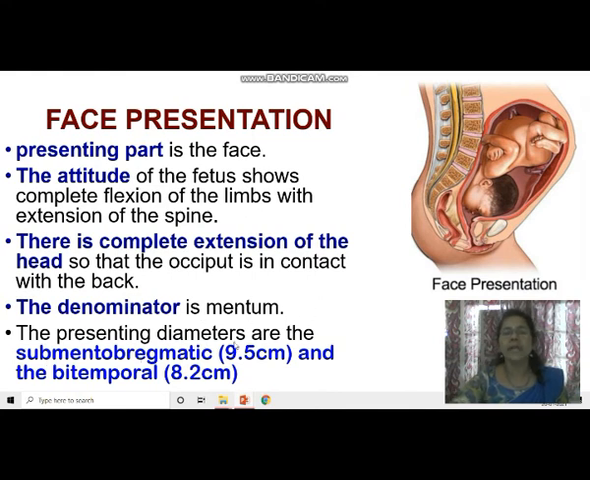The presenting diameters are the submentobregmatic 9.5 cm and the bitemporal 8.2 cm. The submentobregmatic is from the chin to the center of the bregma, that is 9.5 cm. The bitemporal is between the temporals, that is 8.2 cm. These are the presenting diameters.